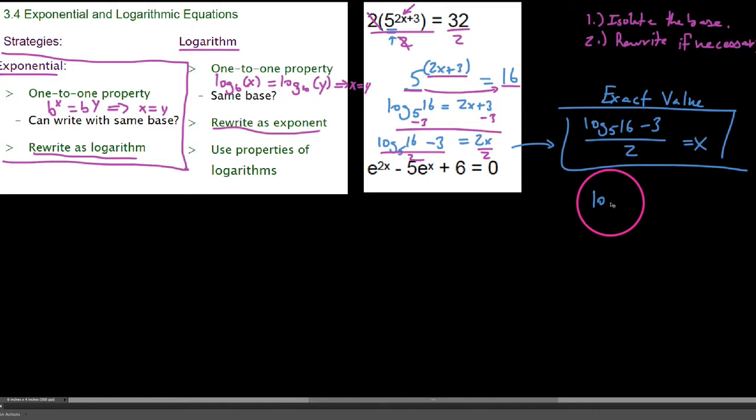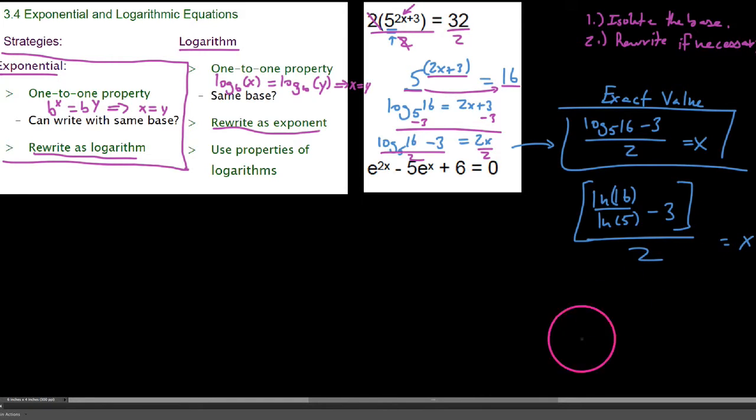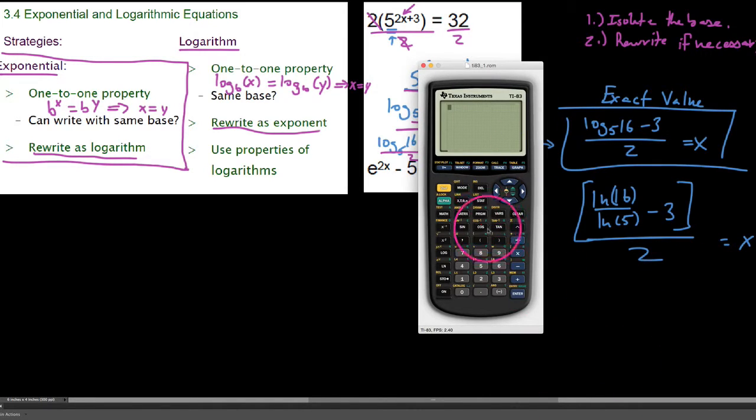So we're going to say, how about this? We'll do ln of 16 over ln of 5. That minus 3, and then all of this here, we're going to divide by 2, and this will be our x. So I am going to start with that ln 16 divided by ln 5. So ln 16 end parenthesis divided by ln 5 end parenthesis.